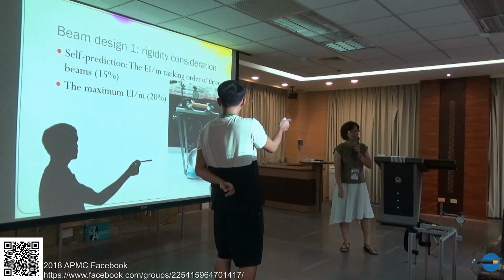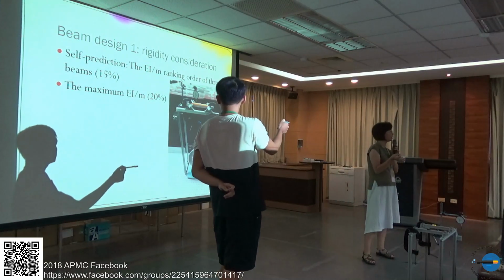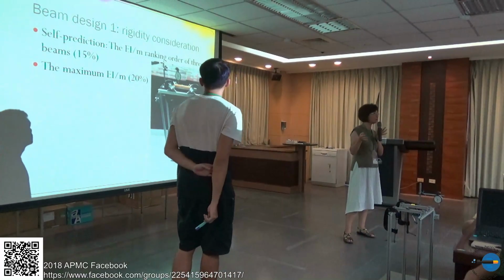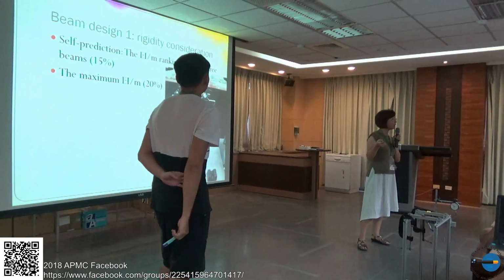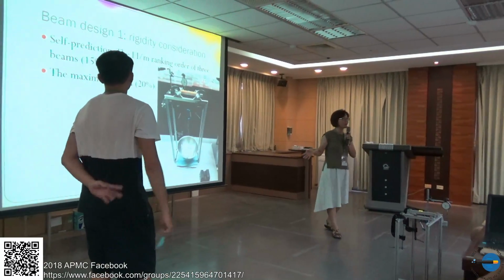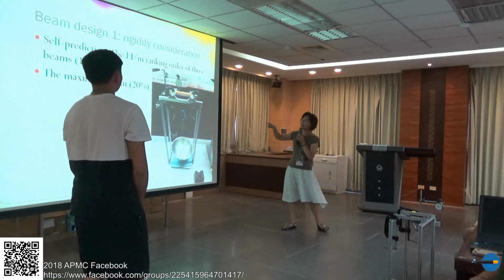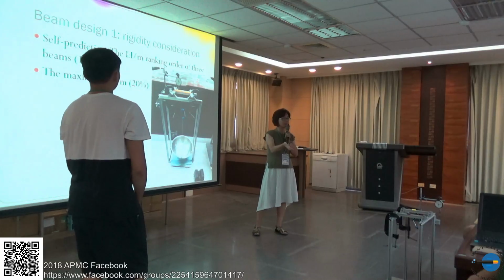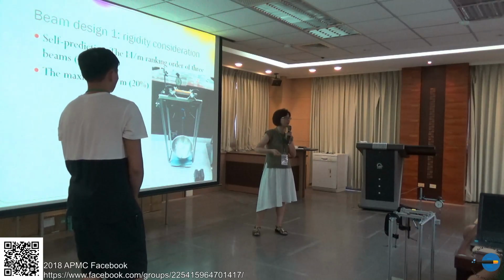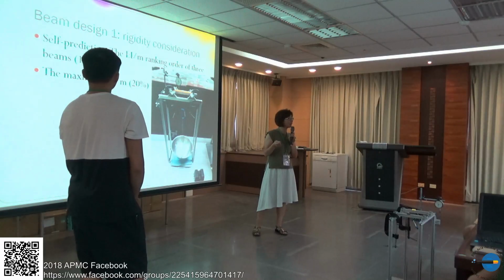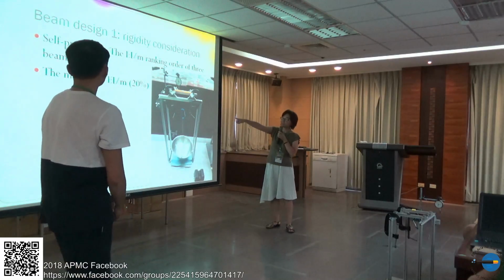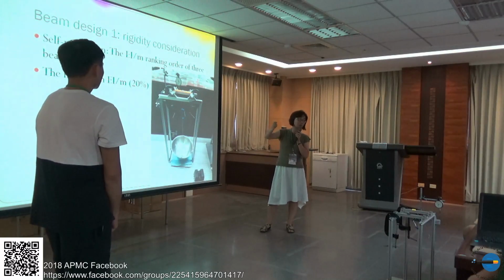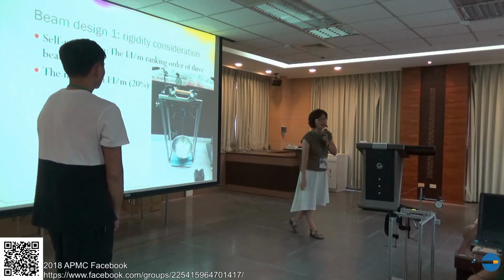You could design 3 beams, and you need to decide the ranking order of these 3 beams. You can make whatever design you want, and you need to rank it, and then we will test it, make the measurement, and see whether you predict the correct order. And your maximum EI over M, the rigidity to mass ratio, will be compared.